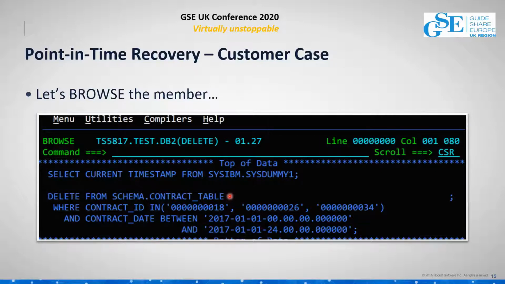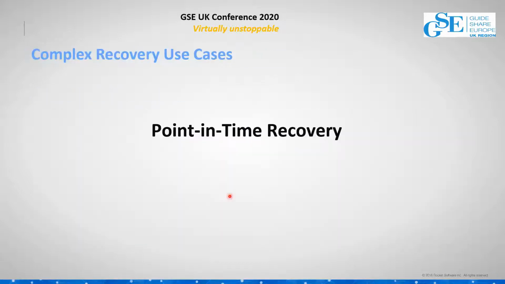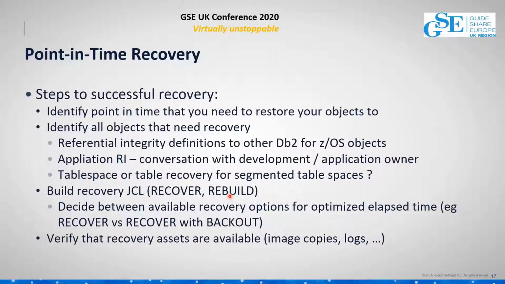And that removed all the contracts for the companies, for the banks they provided the IT services for. So this was a nightmare. What they had to do was a point-in-time recovery. The first thing they needed to do was to identify the point in time to which they needed to restore the objects. In this case, this was comparatively easy. They just had to go to the job and see when the job started, and then they could easily identify the time to which they needed to recover this database.